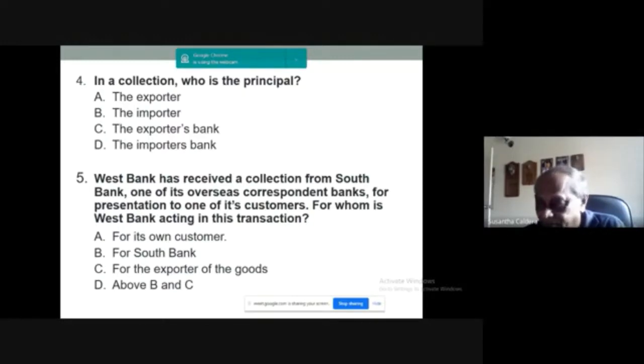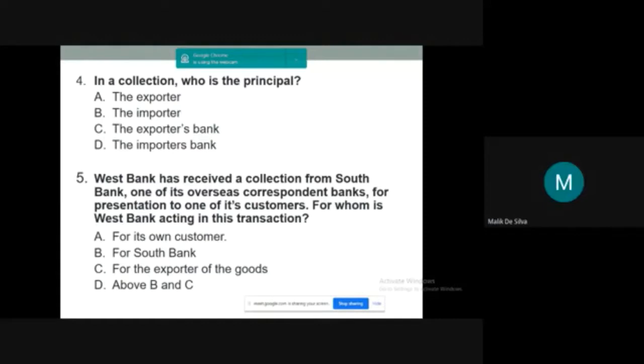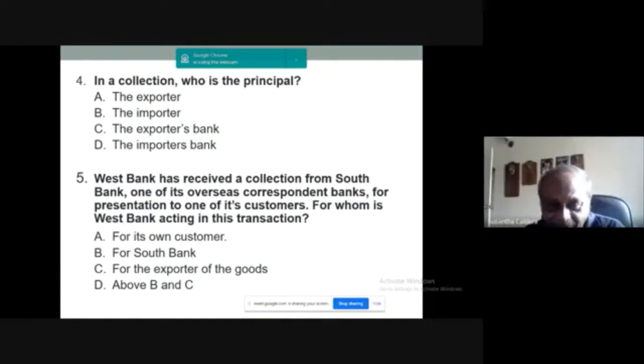C, for the export of the goods. Actually, it is for the export of the goods, because all the banks are agents of the principal. Some people might go for above B and C, but no, the answer is C.